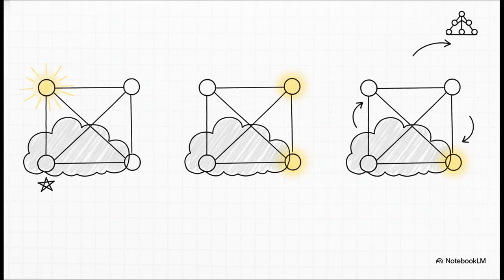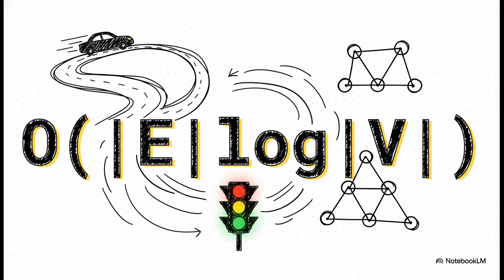But here's the crucial part, the bit that makes it all possible. To always know which spot is closest, it uses a super efficient data structure called a priority queue. And guess what often powers that priority queue, hiding under the hood? You guessed it, a balanced tree. And this brings us to the payoff.